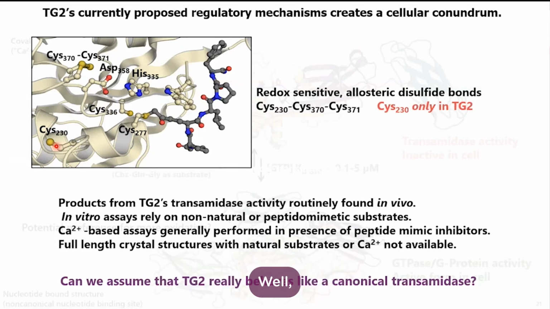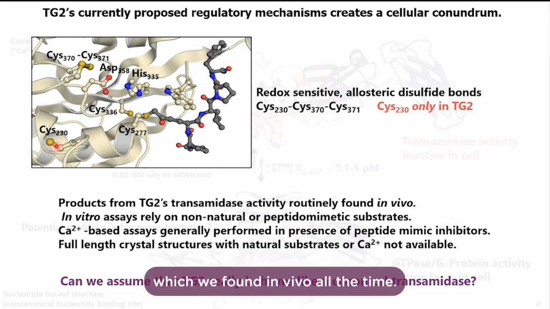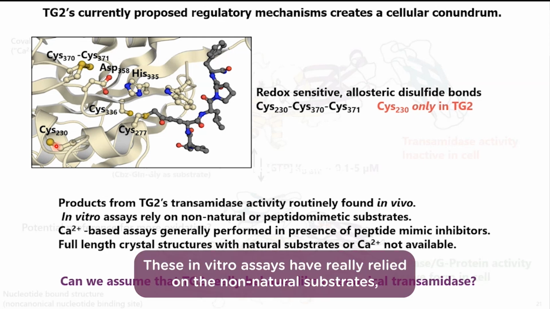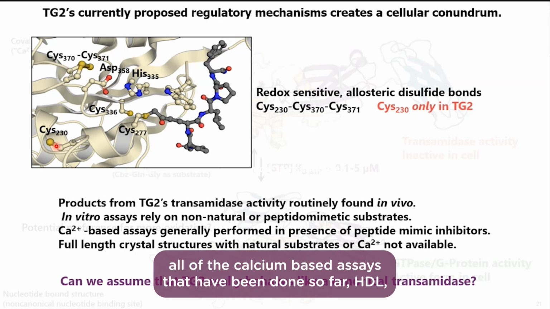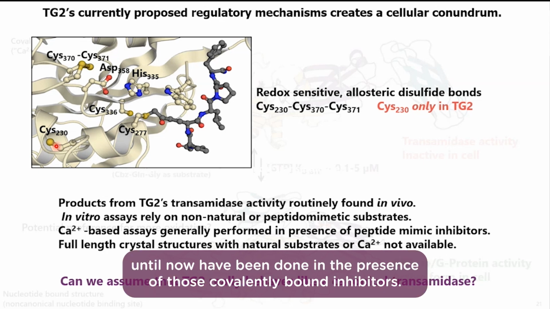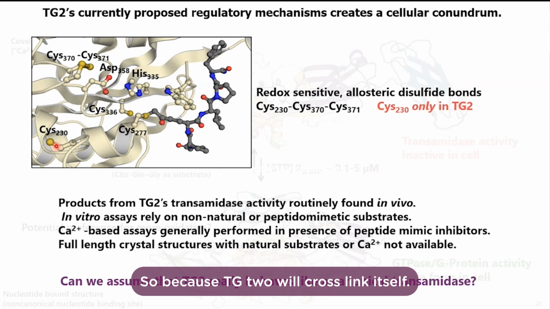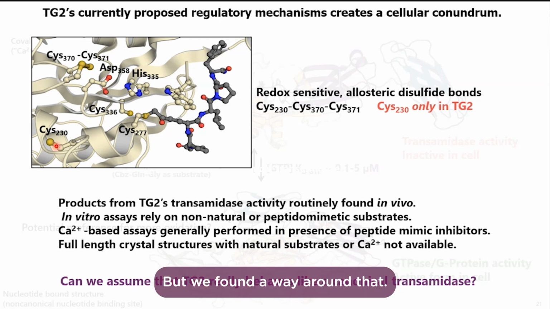Well, we know that there are products from TG2's transamidase activity routinely found in vivo all the time. These in vitro assays have really relied on non-natural substrates. All of the calcium-based assays that have been done so far, HDX, some of the gel-based assays, anything that's been done up until now has been done in the presence of those covalently bound inhibitors. Because TG2 will cross-link itself, okay, but we found a way around that.